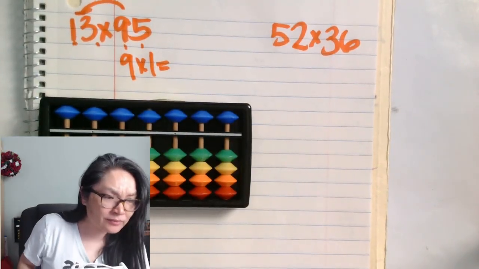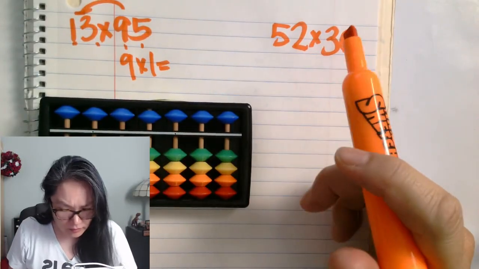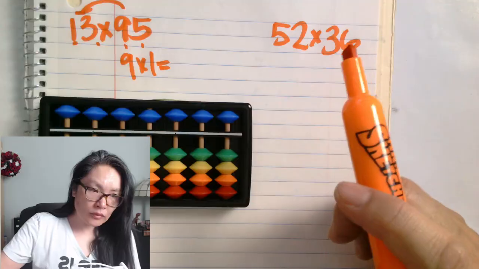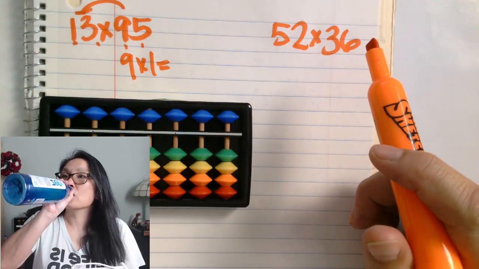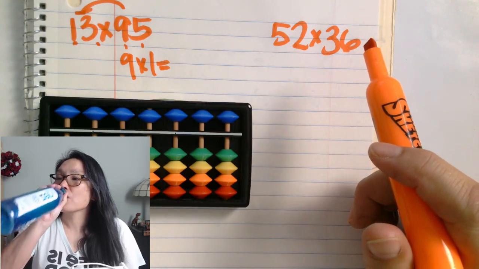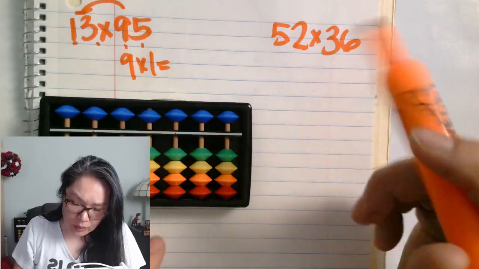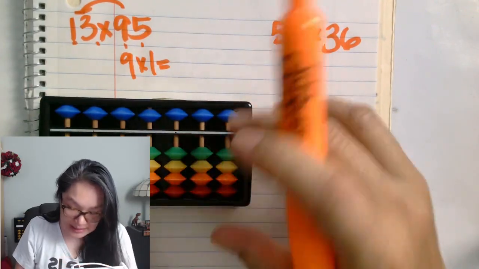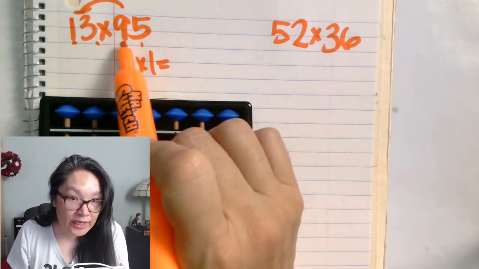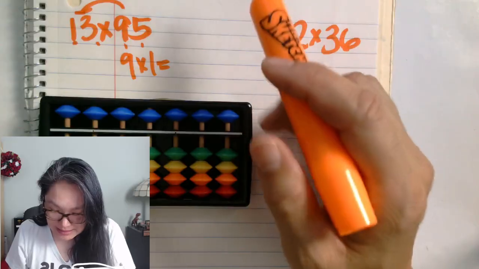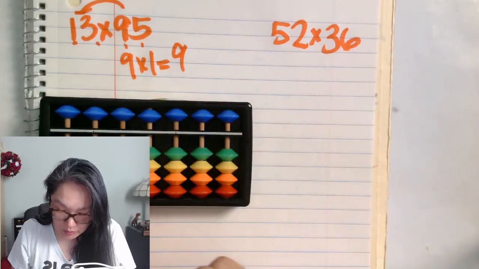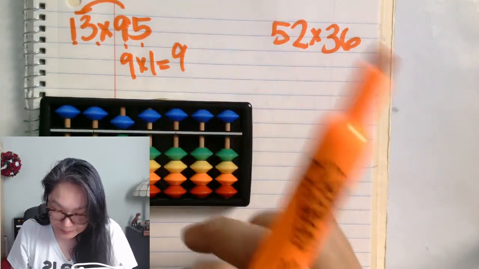Nine times 1. We don't start with 5. We start with 9, because it's the left, right? Just as we read, we always start with left. So it's 9 times 1 is 9. 9 is a single digit. I go back one column and I add the 9.